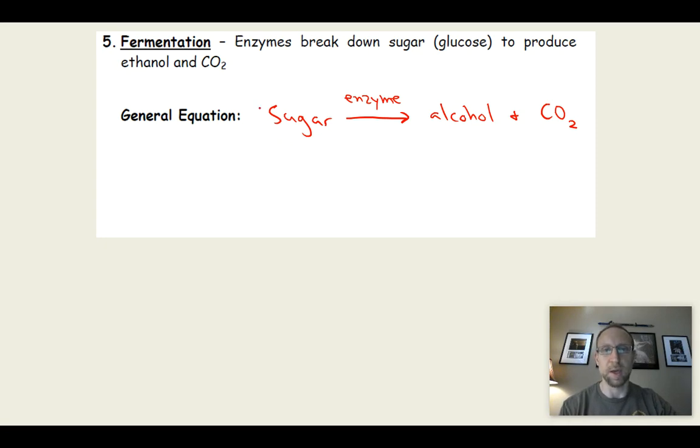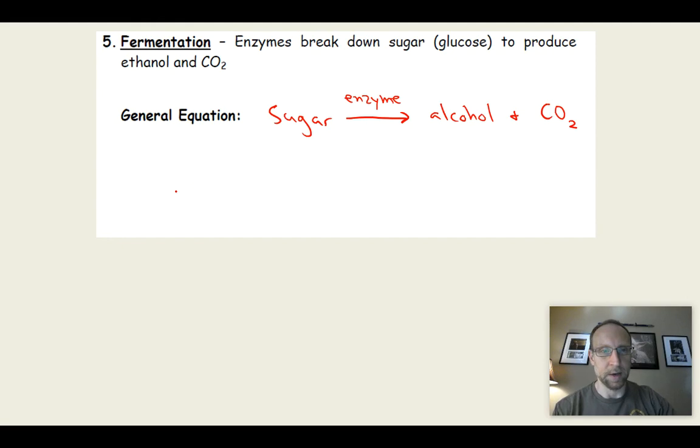So if you're making wine, the sugar's in the grapes, right? If you're making beer, the sugar is in the barley. And then these various other hard liquors and stuff where you're making your alcohols from different grains or whatever. So that's the process. So here's an example.